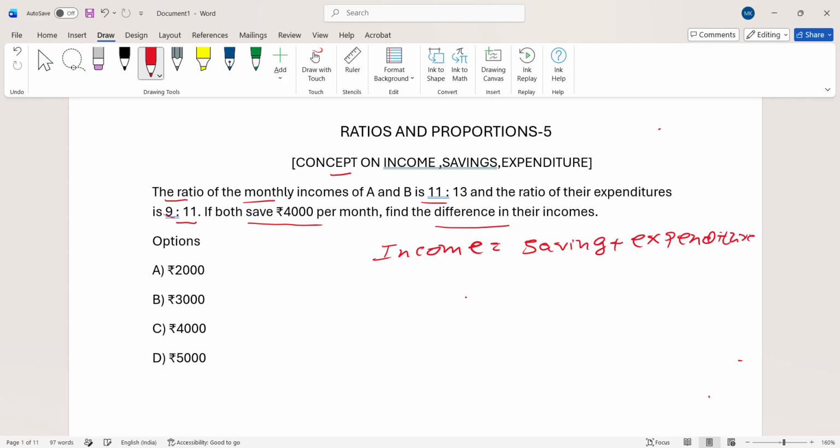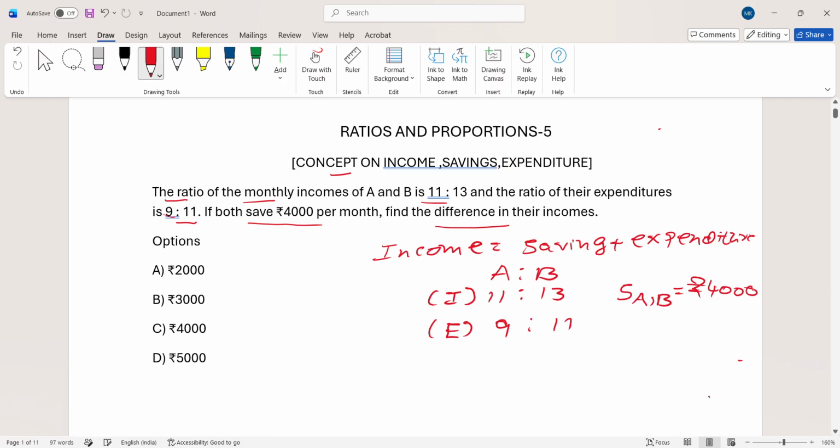So in the question, A is to B is equal to 11 is to 13. Can you tell me which ratio this is? It is the monthly income ratio. And another ratio given in the question is the expenditure ratio, 9 is to 11. And another condition is that both save 4,000 per month. The savings of A and B is 4,000 rupees per month. Find the difference in their incomes.